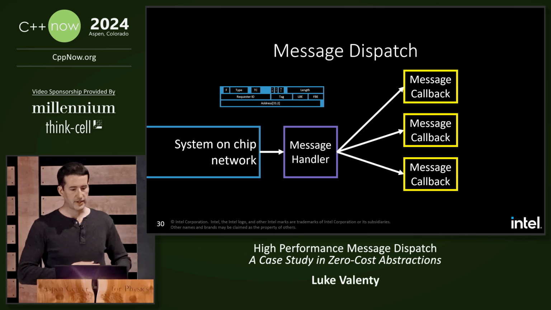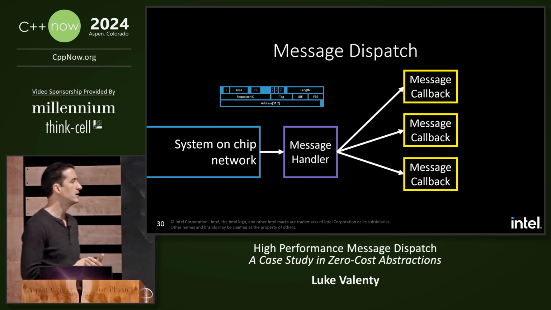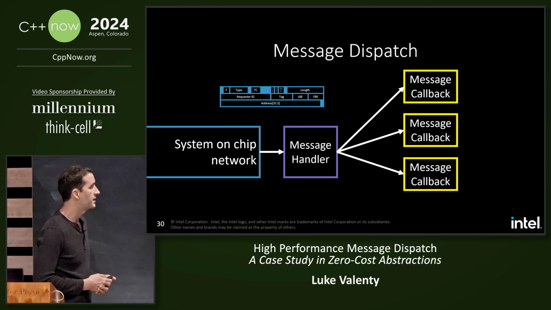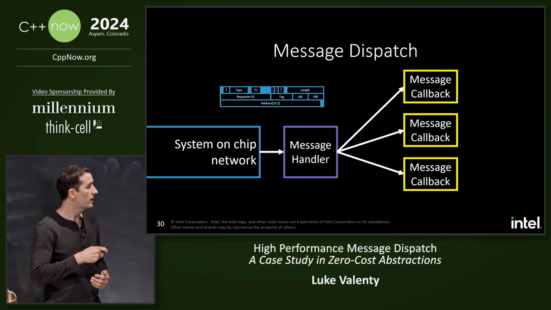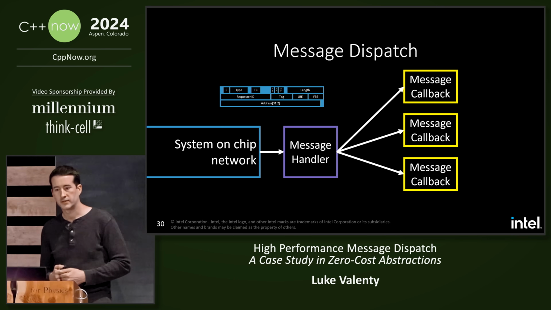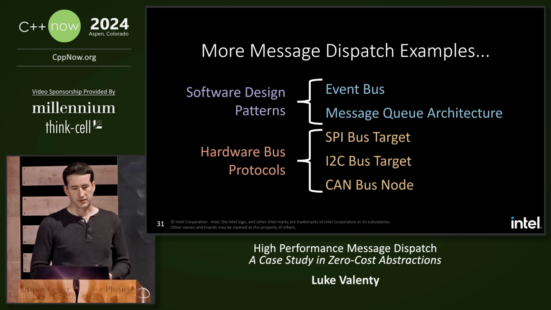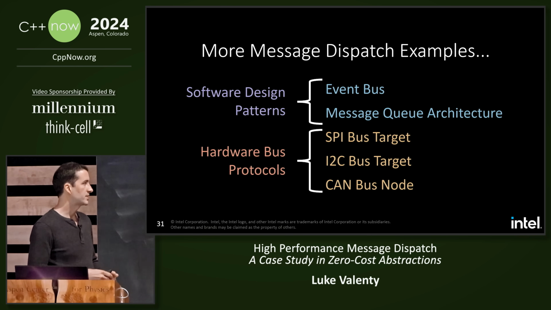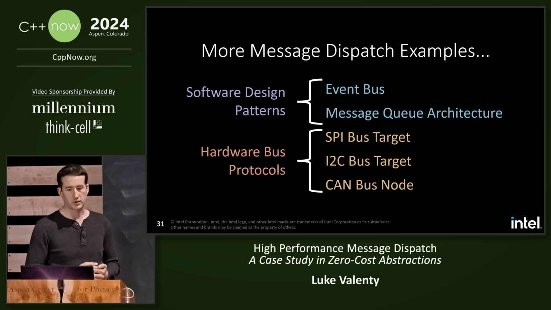And so we get something like a PCIe packet from some network, from some interface. It goes to our message handler, and then it gets dispatched out to some callbacks. This happens a lot, and we want to do this efficiently. We want to do it quickly. It's not only used for hardware, though. You could use this for some event bus or message queue architecture beyond hardware bus protocols.